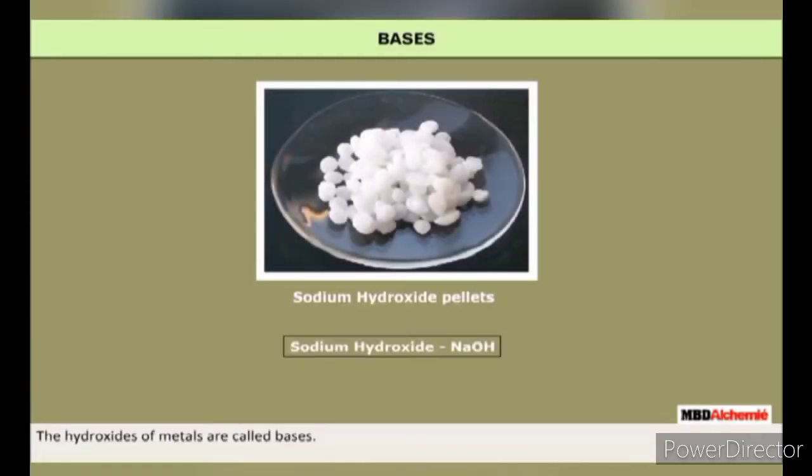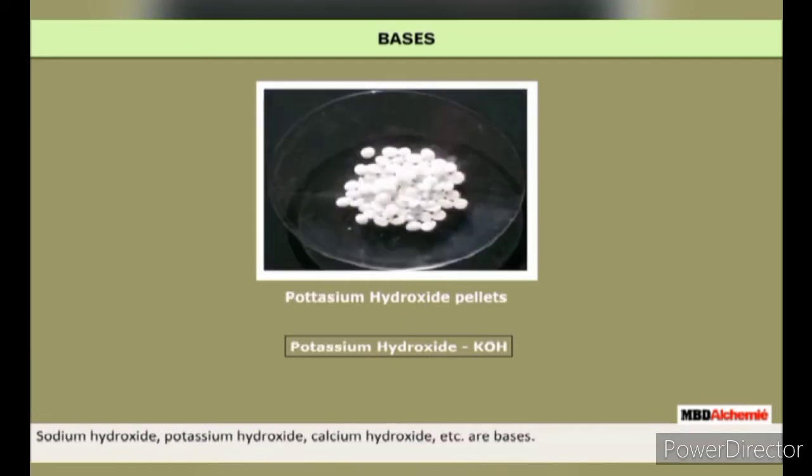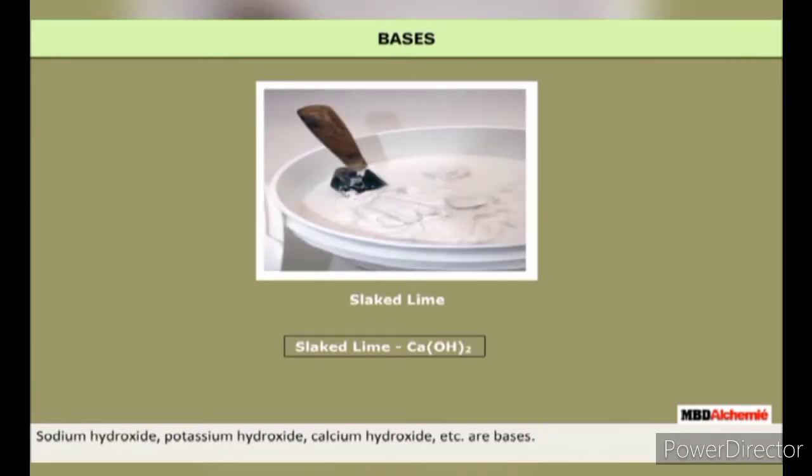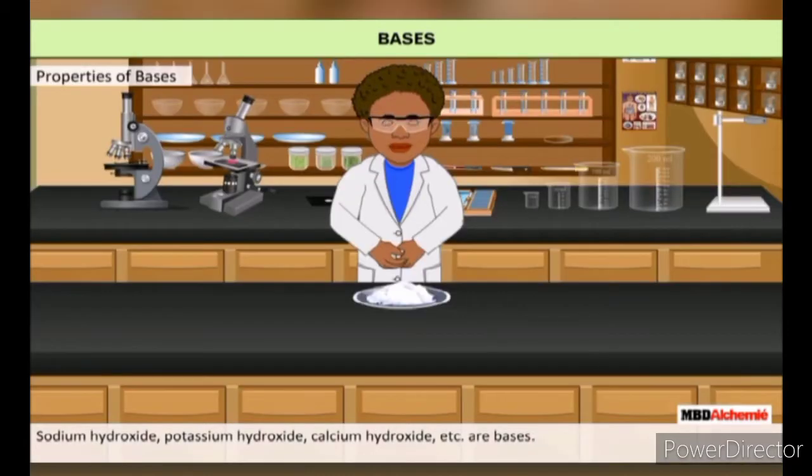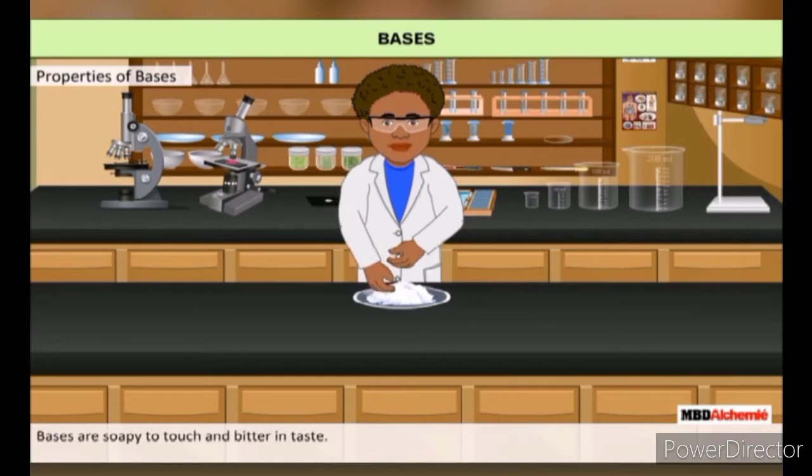The hydroxides of metals are called bases. For example, sodium hydroxide, potassium hydroxide, calcium hydroxide, etc. are bases. Properties of bases. Bases are soapy to touch and bitter in taste.